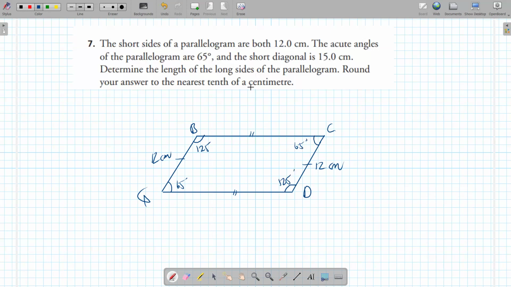And the short diagonal, which one is the short diagonal? BD or AC? They're not equal. BD or AC, which one is shorter? BD. So we know that this side length is 15. Now the question is find the long lengths of the parallelogram.